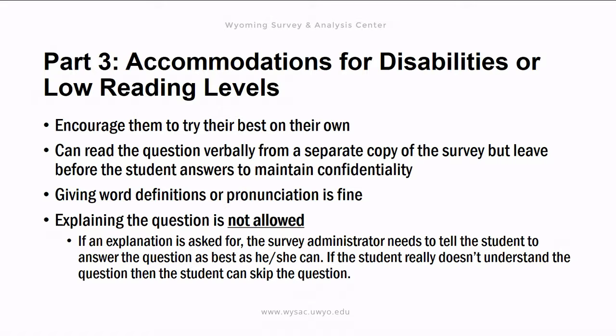For students who are struggling, you should encourage them to try their best on their own first. If needed, the help you provide should be informational but not interpretive. If you need to explain a question that is going too far, please provide only pronunciation or definitional help.